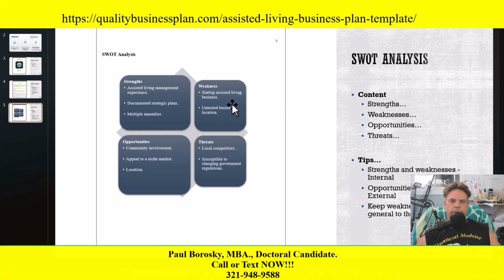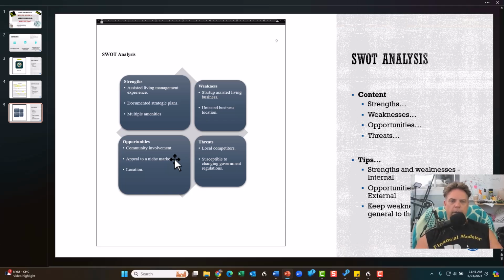A weakness is going to be being a startup. It's a startup company. There's not much you can do about that, and that is your business. Opportunities is going to be your community involvement. You can take steps to try to get the community to be involved, but you can't force the community to be involved. So that is an opportunity. And then a threat is going to be your local competitors. There's really not much you can do against your local competitors. Thus, that's why it's your external environment, and it's also a threat.